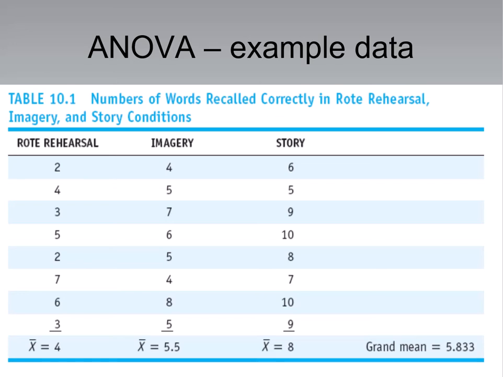So back to my point, comparing the means. On the bottom, you can see we have the mean for rote rehearsal, the mean for imagery, and the mean for story. But you can't compare those to each other because if you do 4 minus 5.5 minus 8, that's different than if you do 8 minus 5.5 minus 4, or 5.833. It doesn't make conceptual sense to do it because there's no first, second, or third. It's all arbitrary because the groups have no meaningful order because they're nominal data.